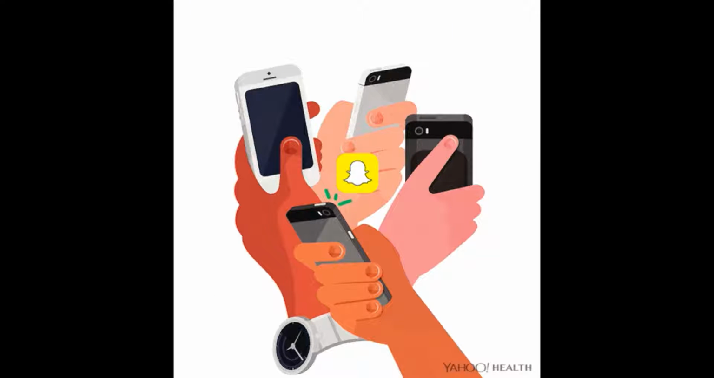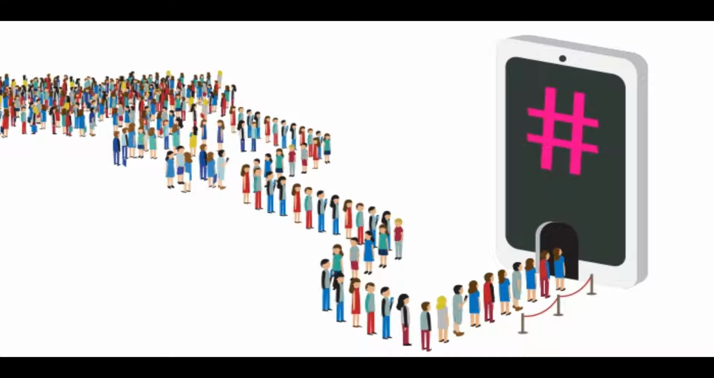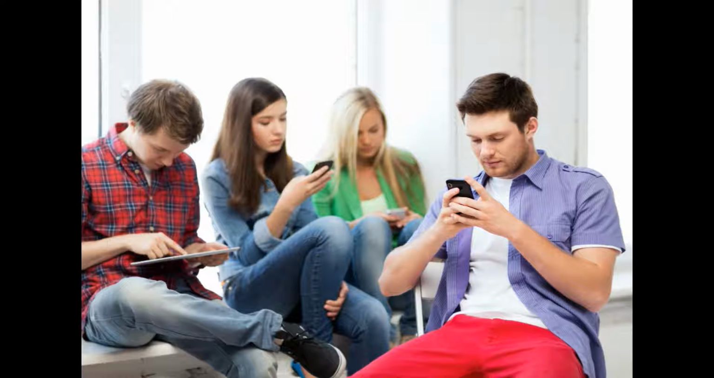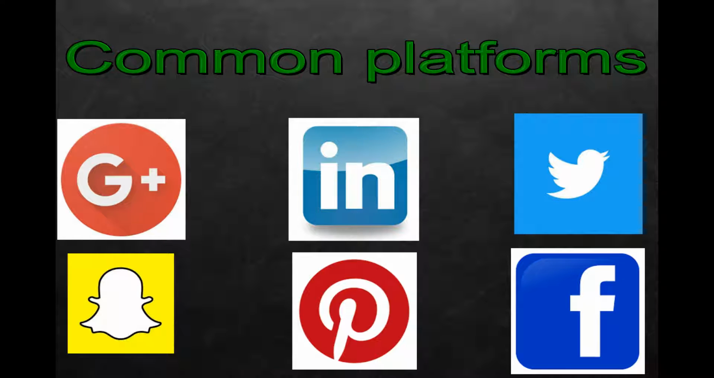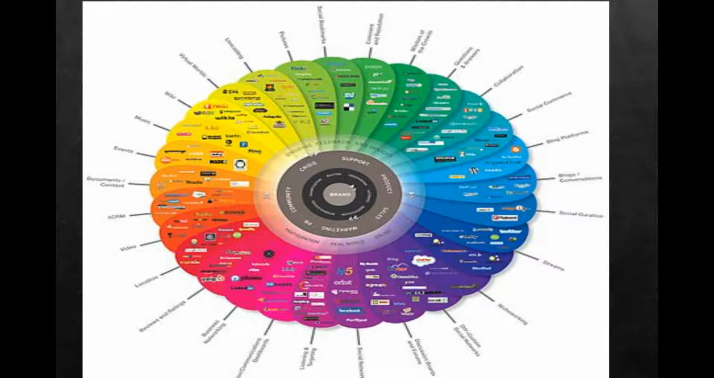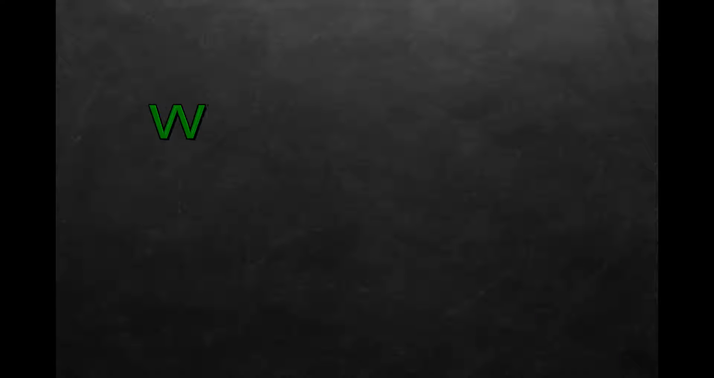What are some common features of social media platforms? Well, social media are interactive, it's user-generated, there's service-specific profiles, and they facilitate the development of online social networks. The most commonly recognized platforms are Google+, LinkedIn, Twitter, Facebook, Pinterest, and Snapchat. This diagram shows, however, there are thousands of more options available to those who want it.